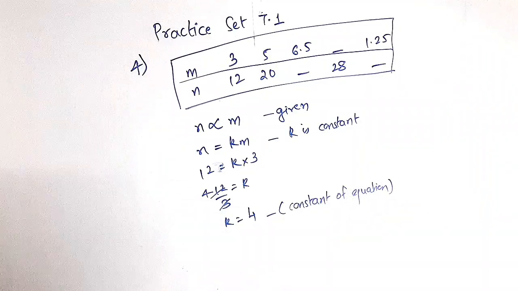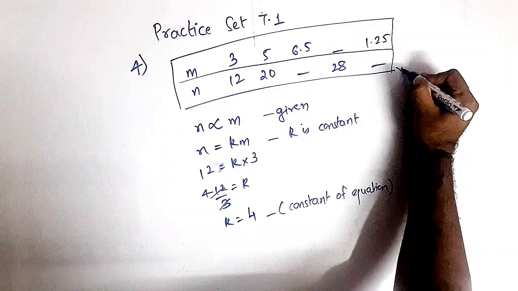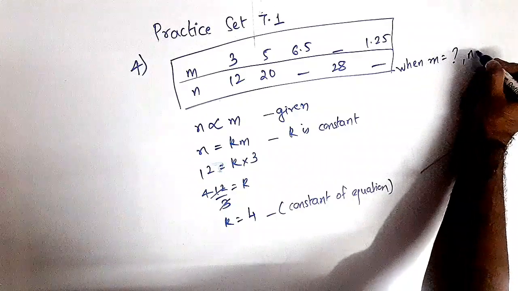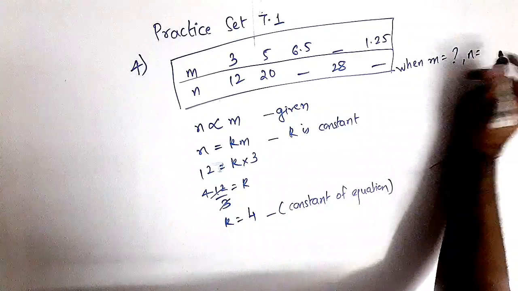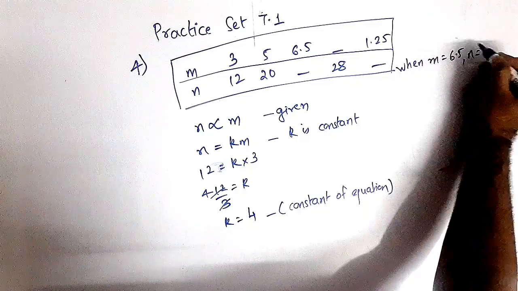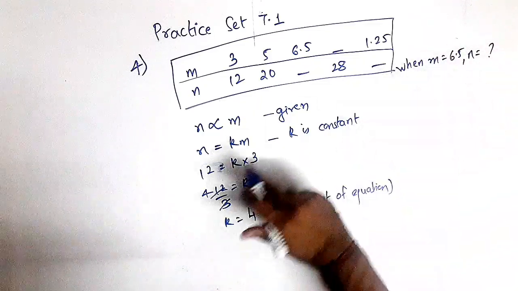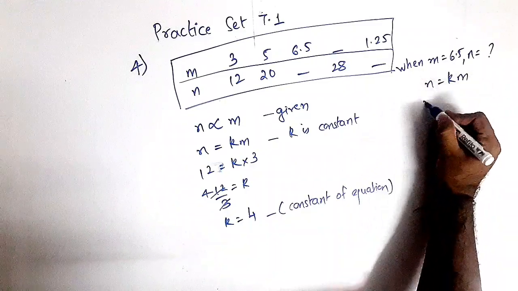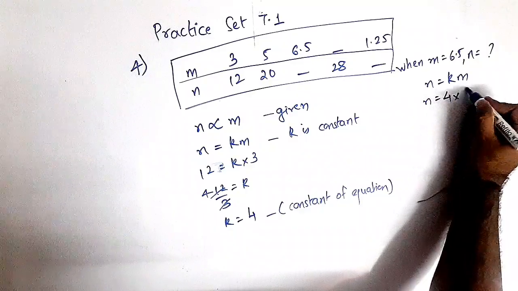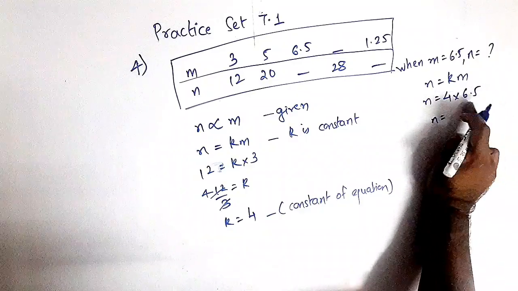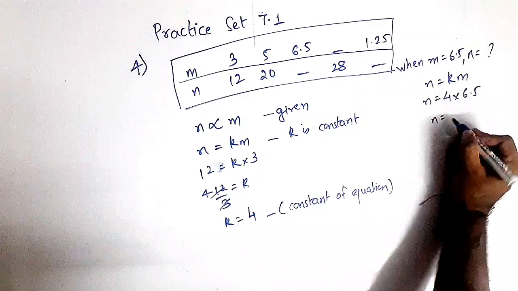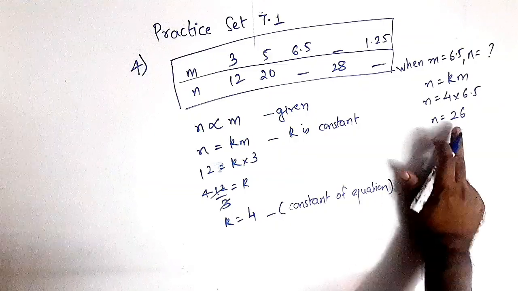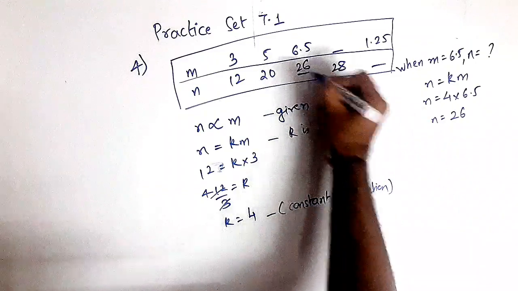Okay, now you can see when m is equal to 6.5, n is equal to question mark. So n is equal to k times m. Okay, n is equal to, k is 4, m is 6.5. What is 6 4s are 24, 0.5 into 4 is 2, so it will be 26. Okay, as soon as I get it, I'll just note it down here.